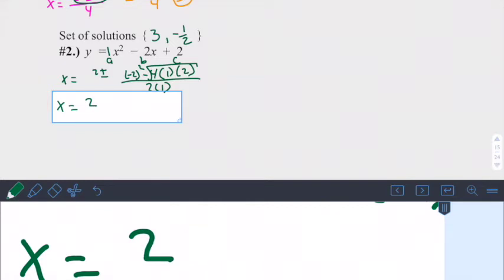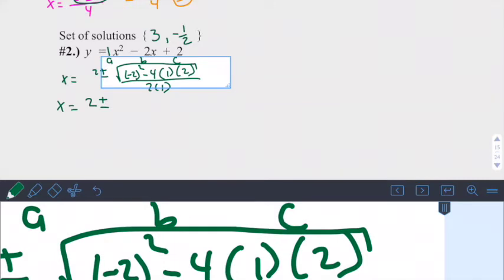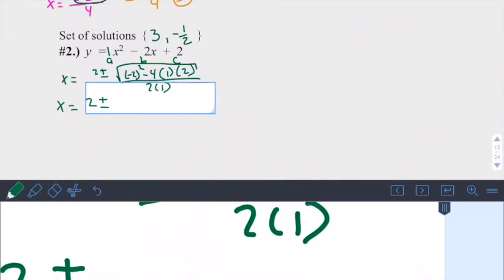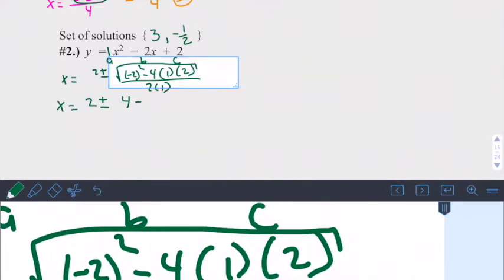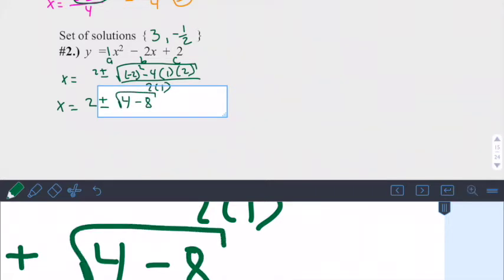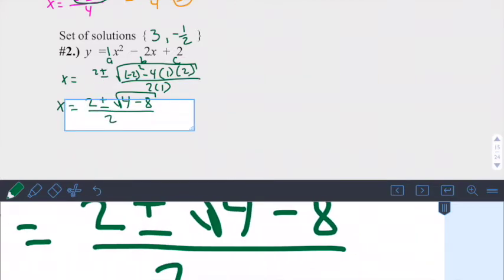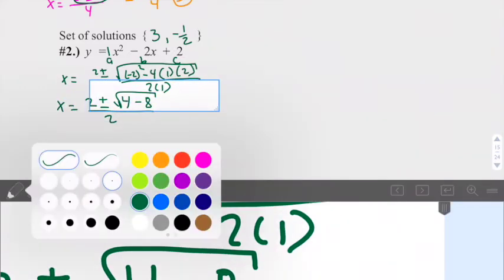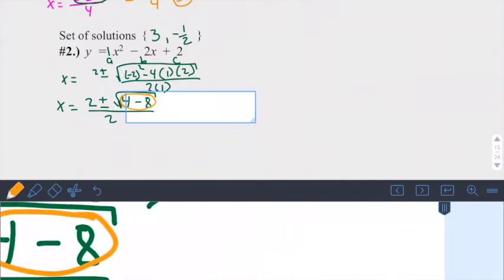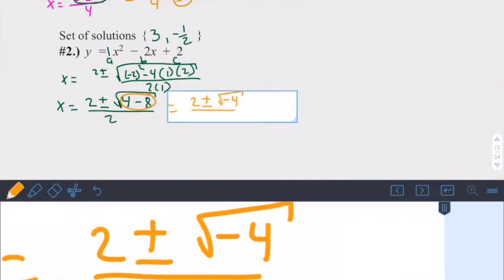So 2 plus or minus, let's clean up the square root. Negative 2 squared is negative 2 times negative 2, which is positive 4, minus 4 times 1 is 4, and 4 times 2 is 8, so minus 8. This is all under the square root. Over 2 times 1, which is 2. I'm going to keep going with my radical. 4 minus 8 is negative 4. So I have 2 plus or minus the square root of negative 4 over 2.